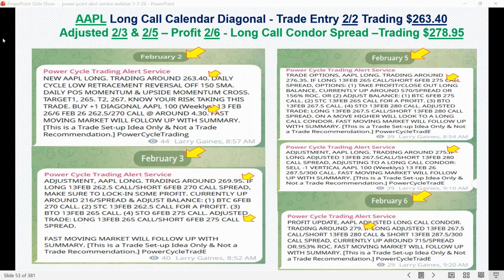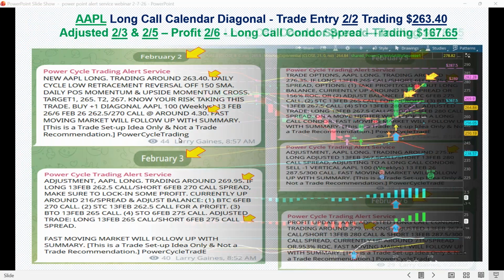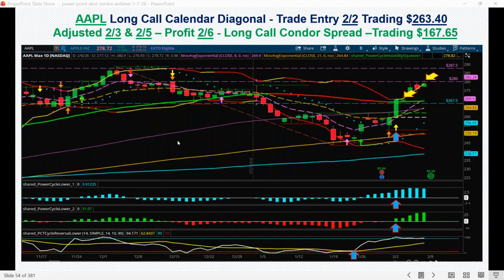And then yesterday, towards the latter part of the day, I sent out a trade update on it, said profit update, Apple adjusted long call condor, trade around 279. If long this adjusted call condor, the trade at that point in time was up $715 or 953% return. Right, so that's what you can be looking at to be taken in from these alerts.